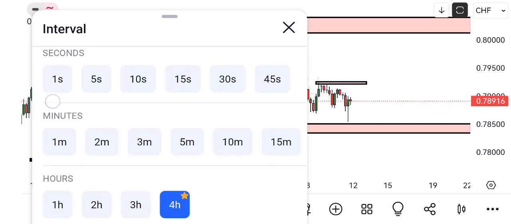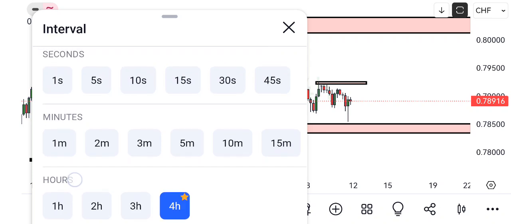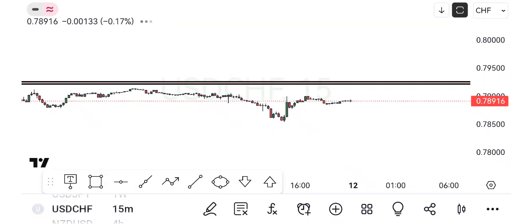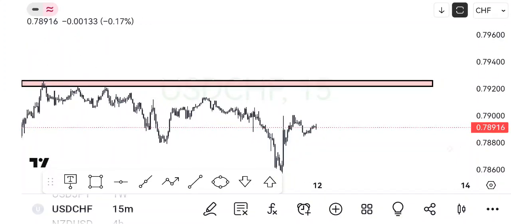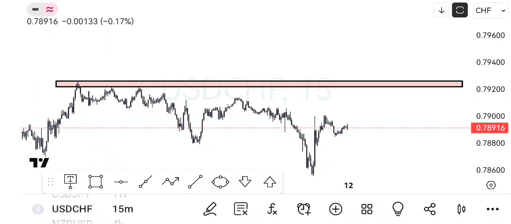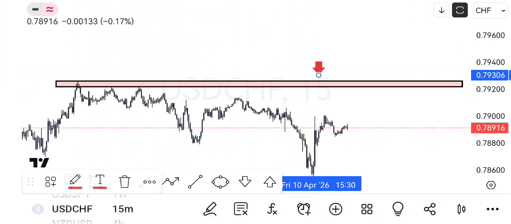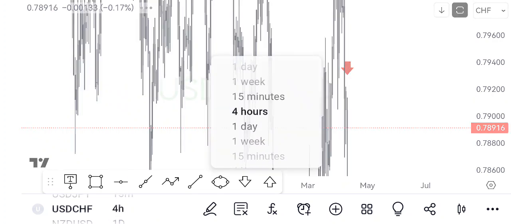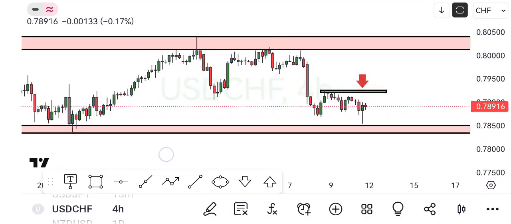Otherwise, the other way I can go about entering this trade is that I can go to lower time frames like 15 minutes time frame. Where is 15 minutes time frame? You see this line here? Let me put a red arrow. You see this resistance? It is this one from the H4. This one being pointed by the red arrow.